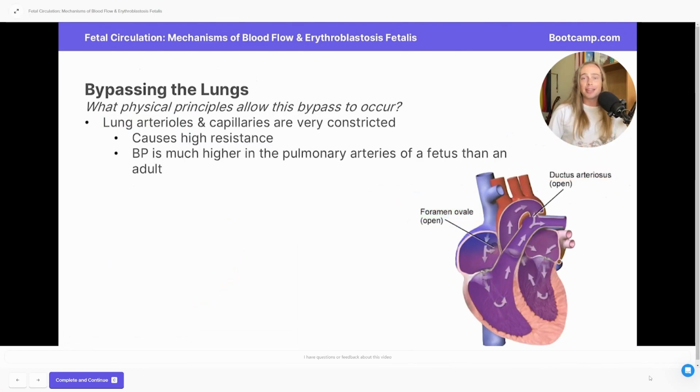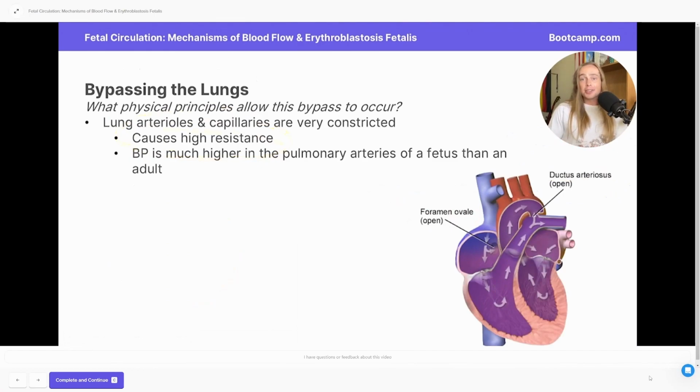Great, so recall that a fetus is in a fluid environment in utero. In other words, the lungs aren't functional and they're not doing any gas exchange. Because of this, the lungs are really small and the arterioles and capillaries are very constricted and don't allow a ton of blood in them. This causes the vessels in the lungs to have a really high resistance, and blood is basically just like water. Water is always going to flow down the path of least resistance. Our blood is going to be the same.